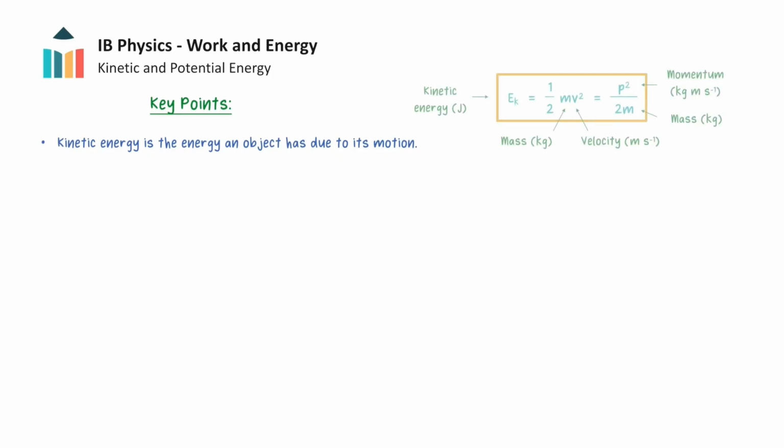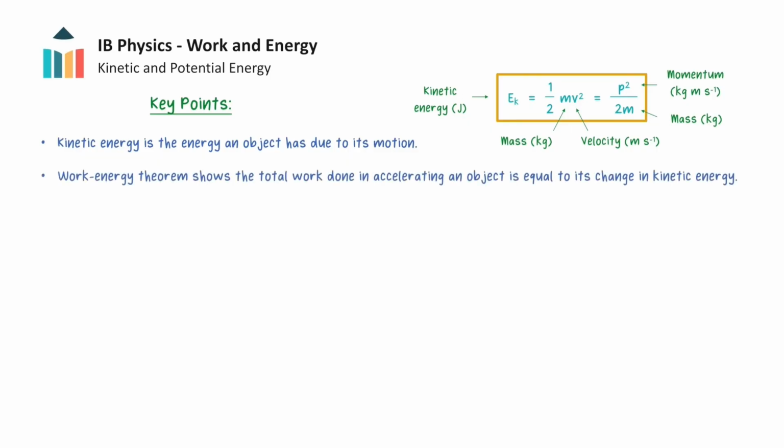We will now provide a final summary of the key understandings from this video. We saw that kinetic energy is the energy an object possesses due to its motion, and this can be calculated from the object's mass and velocity, or alternatively its mass and momentum. Moreover, the work done by a force on an object is equal to the change in the object's kinetic energy.